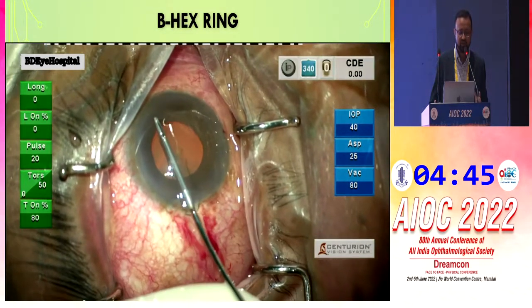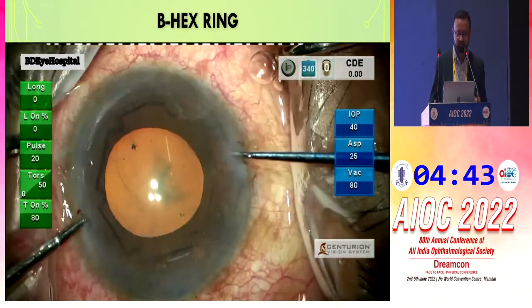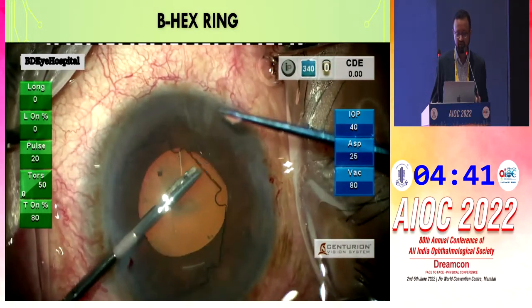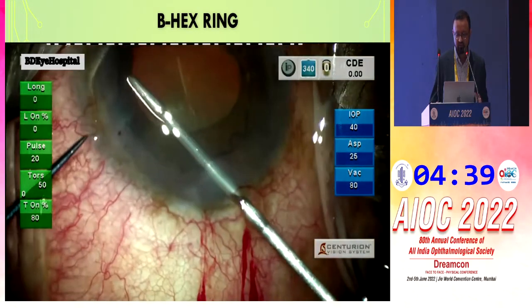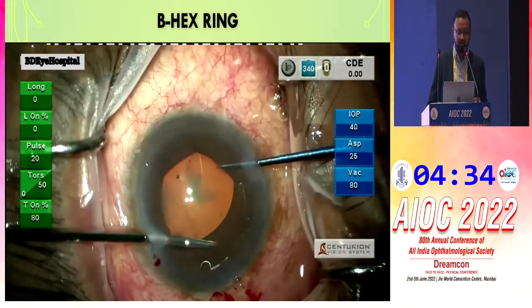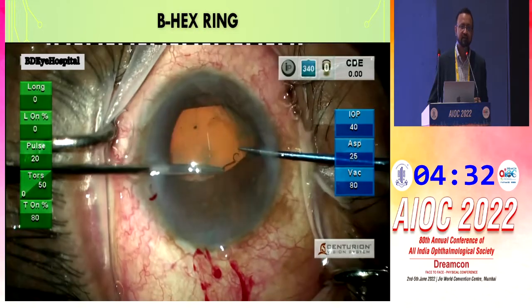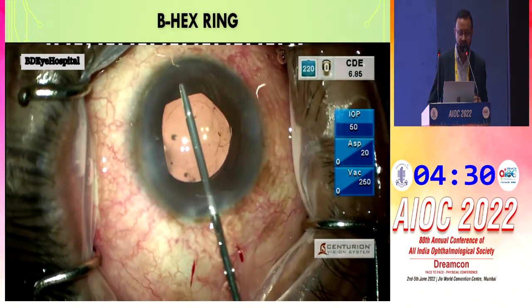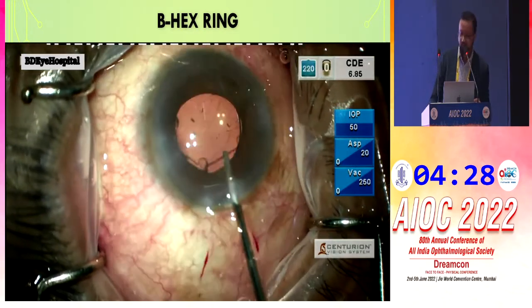And also the B-hex ring. The B-hex ring is a very good and cost-effective ring invented by Dr. Suvan Bhattacharya. And it is also user-friendly. So these are the devices we can take help from when we are doing surgery with the small pupil.